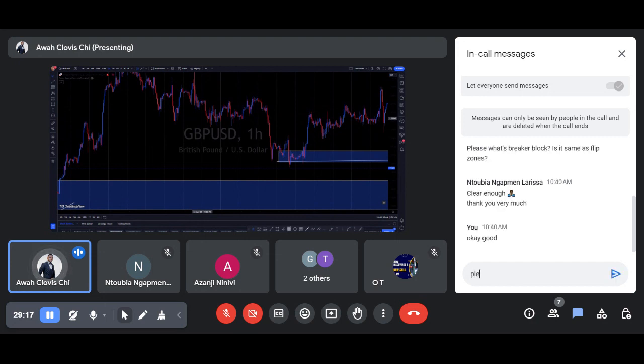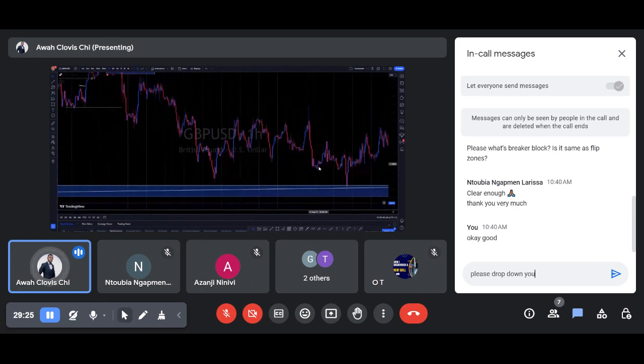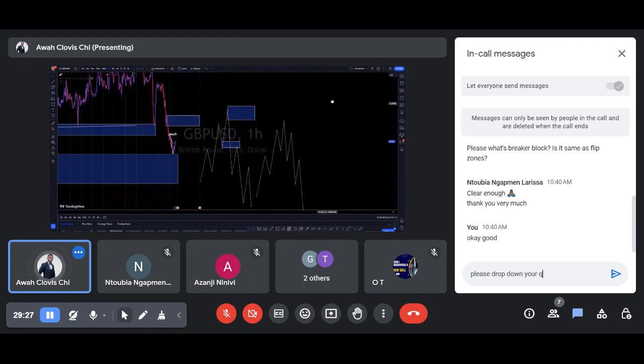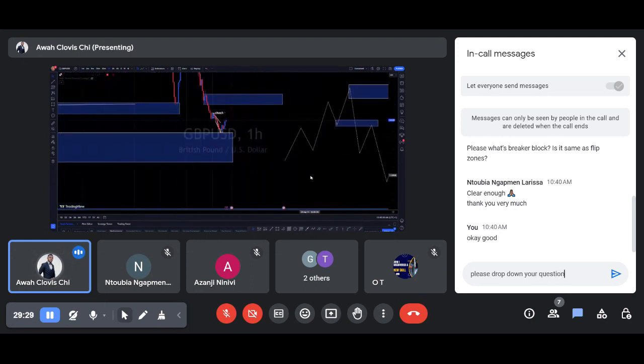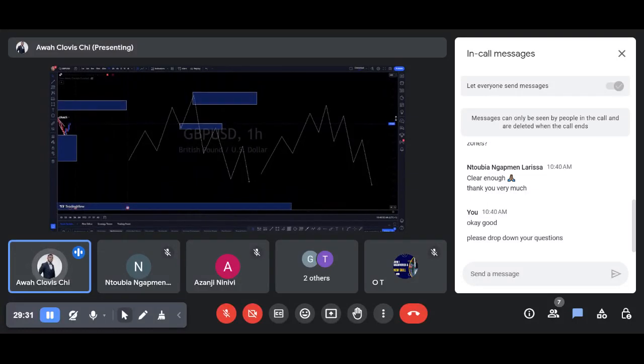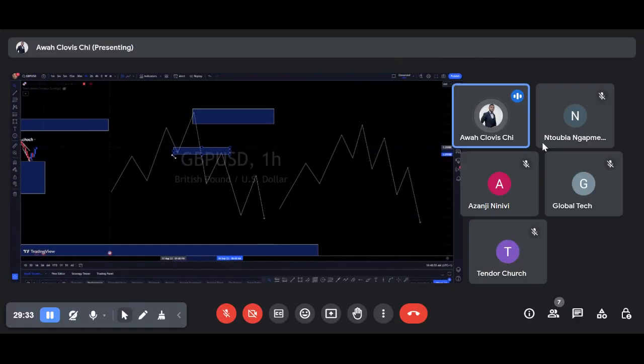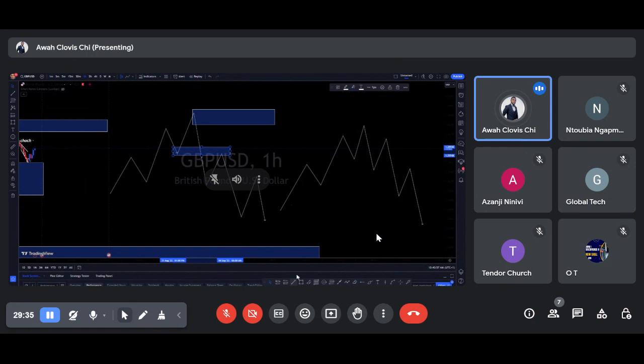So what is the textbook definition of a breaker block? A breaker block is an order block which failed to hold. That's why I said look at this textbook drawing. That person was asking; if you're there, you can look at this. So this is an order block at this level that pushed the market to take out structure, right?